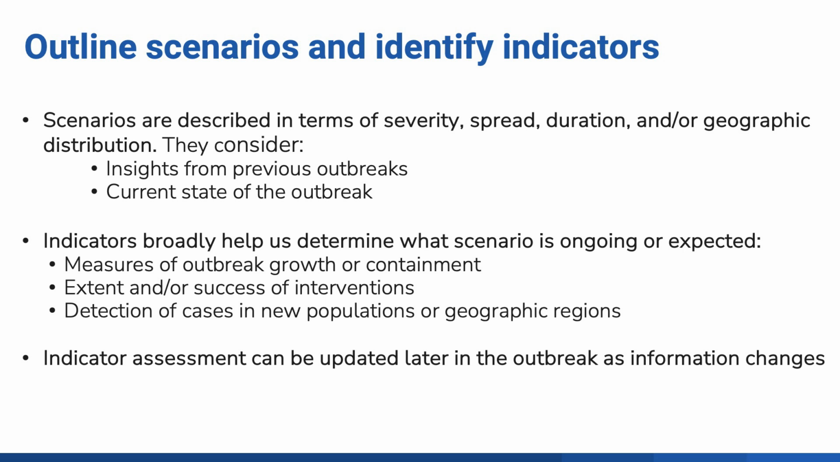The team then outlines a set of qualitative or quantitative indicators to broadly help determine which scenario is occurring. Indicators can include measures of outbreak growth or containment, extent and/or success of interventions, and detection of cases in new populations or geographic regions. The indicator assessment can be updated later in the outbreak as information changes.